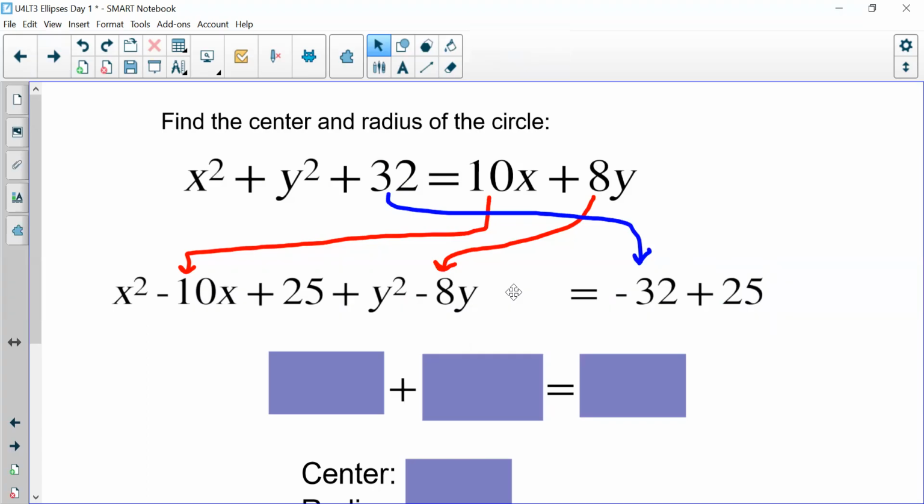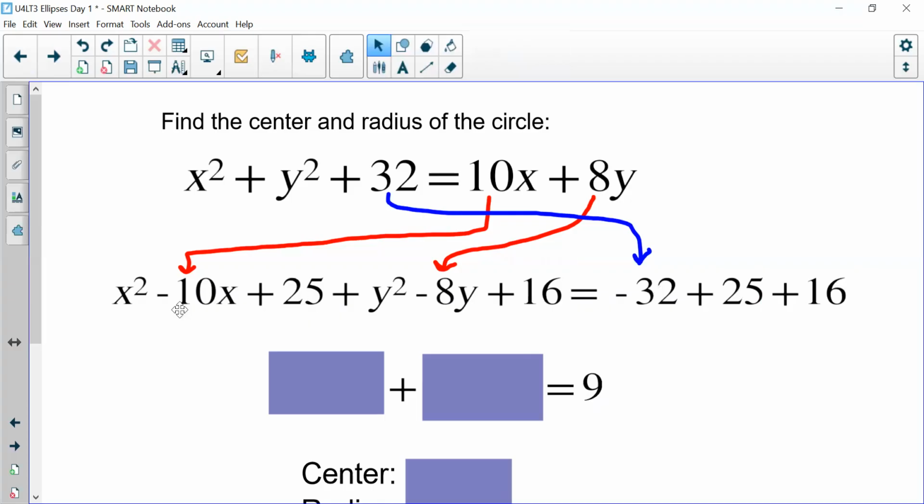And then the second square, half of -8 is -4. If you square -4, you get 16. So plus 16 on both sides. What is the point of doing all that? Well, first of all, these 3 numbers, -32 plus 25 plus 16, they all add up to 9. But the big point is that you have completed the square.